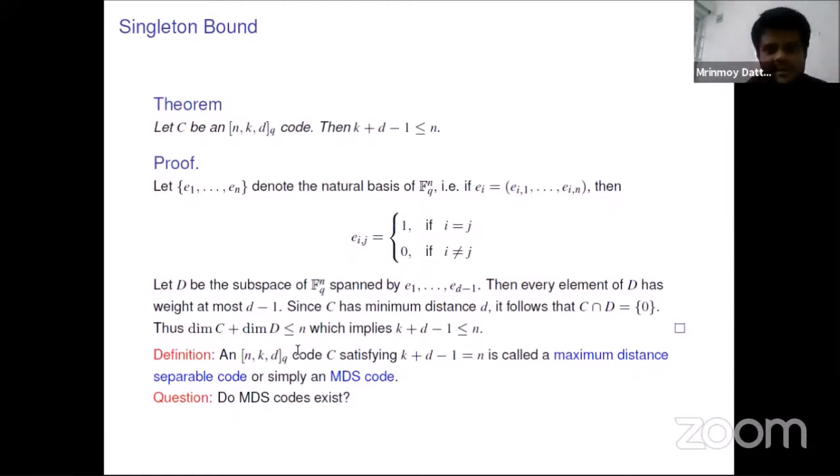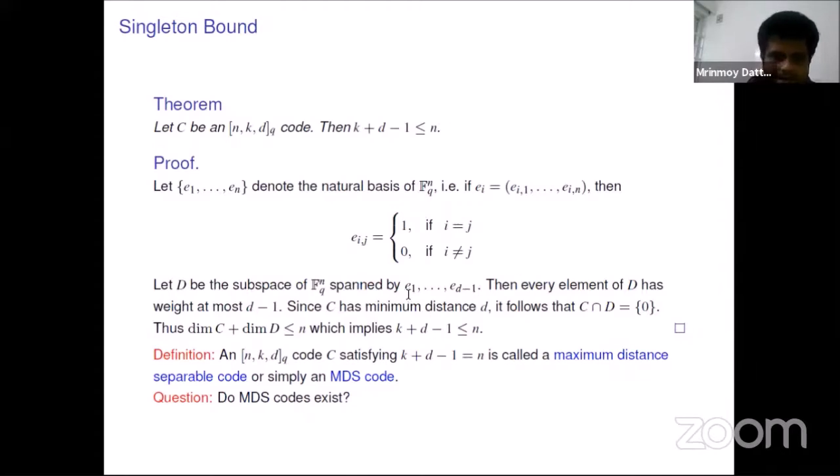So how do we prove the Singleton bound? This is not very difficult. So let me actually show you a proof. C is our code with minimum distance d. So C is a code which consists of code words which are non-zero in at least d of the coordinates. So I construct a space D which is generated by e_1, e_2, ..., e_{d-1}, which are the usual basis vectors of F_q to the power n.